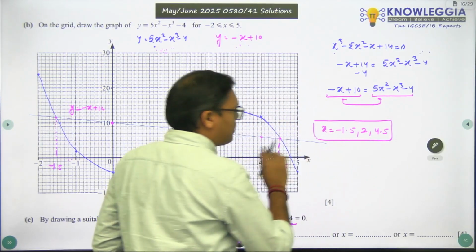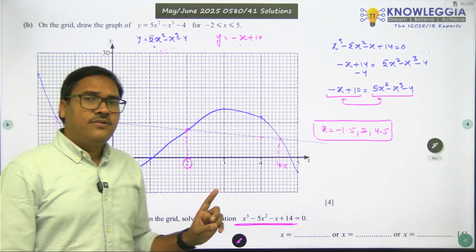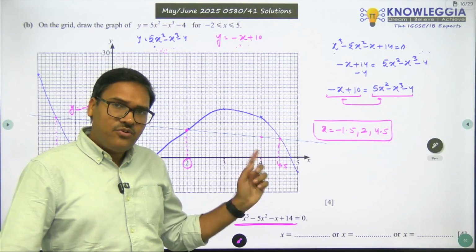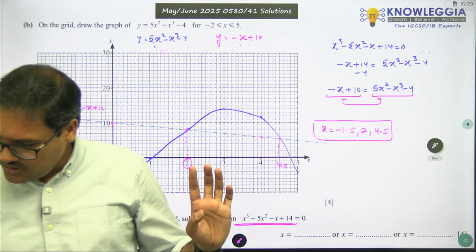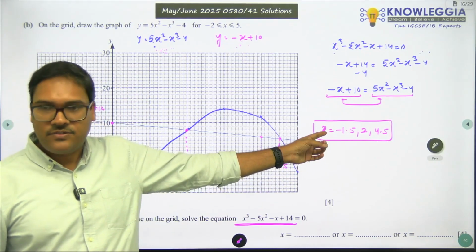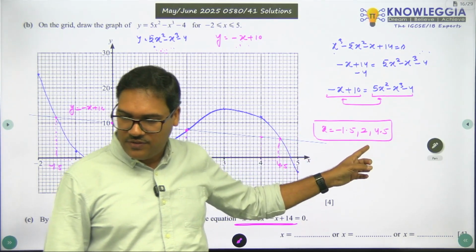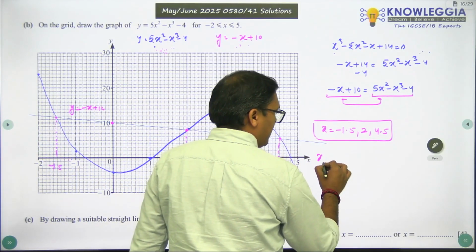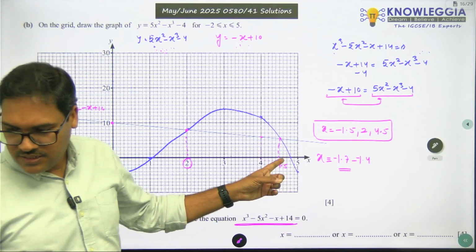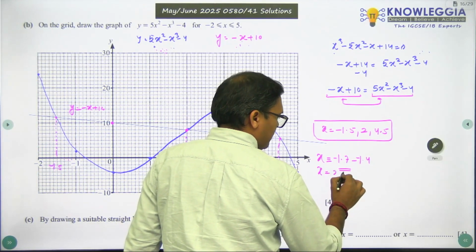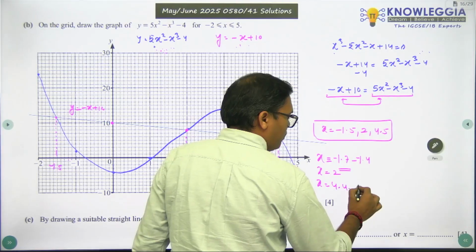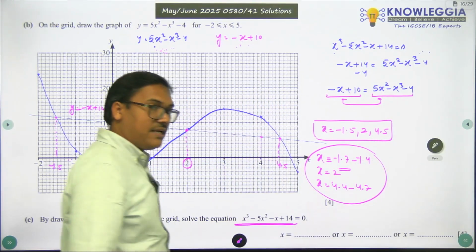This is the answer I have given according to this graph, but there might be a slight change in the answer if you draw on paper. So understand the method, and in the answer key also they will give you a range, and your answer should be within that range. The x range they have given is minus 1.7 to minus 1.4, so my answer is in this range. For the second, they have given exactly x equal to 2, and the third is 4.4 to 4.7. So our answer is in this range, that is, our answer is correct.